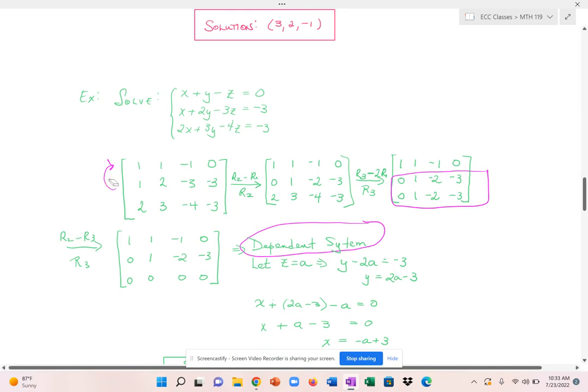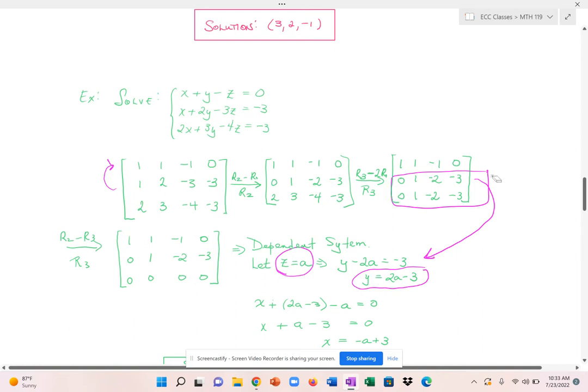And so oftentimes you will be told to let z equal a particular variable. And so in this case, I'm going to say, well, let's let z equal a. If z is equal to a, then you can plug in that a right in either one of these. And so that means that y minus 2a equals negative 3. And if you solve for y, you get that y is 2a minus 3.